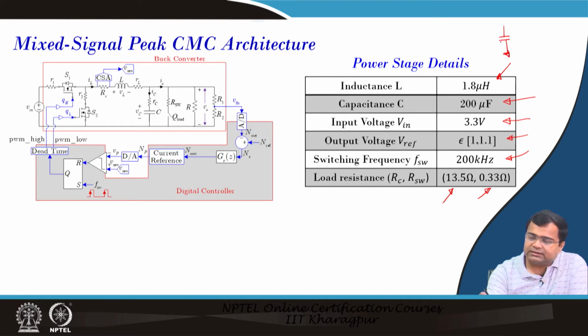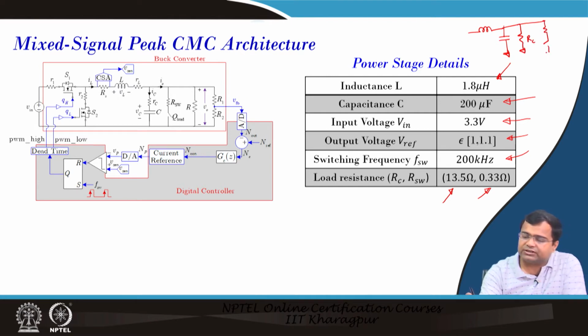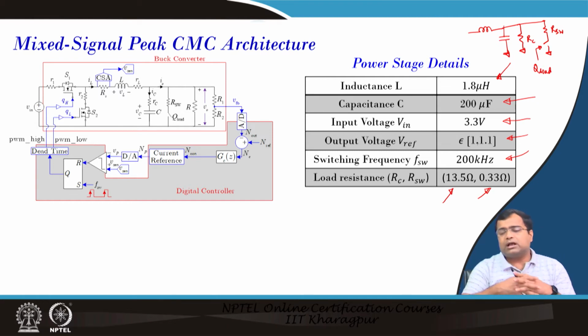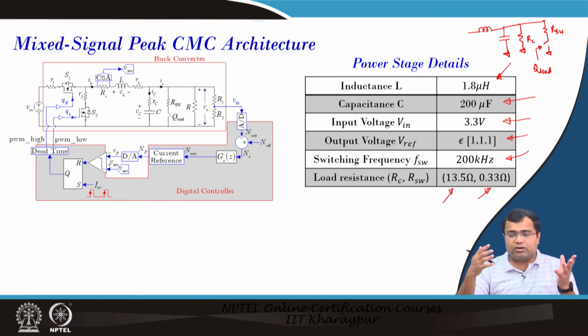If we consider the buck converter output stage, we have considered one continuous resistance and another switch resistance. This is our switch resistance, where we have considered Q load, and we make it either 0 or 1. 0 means it will operate at a lower load condition, and 1 means it will operate at a higher load condition, because the effective resistance goes down.